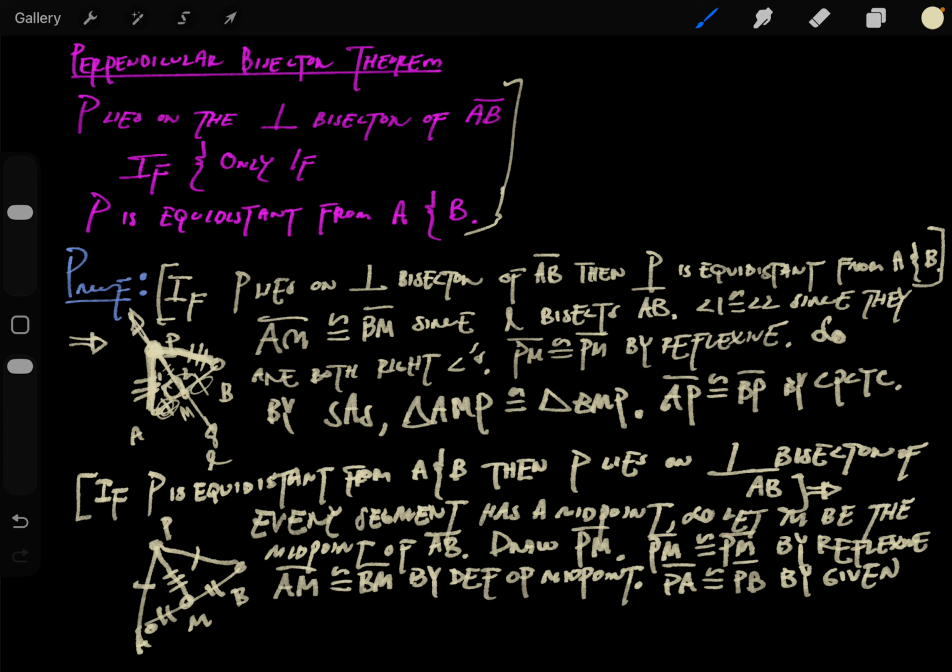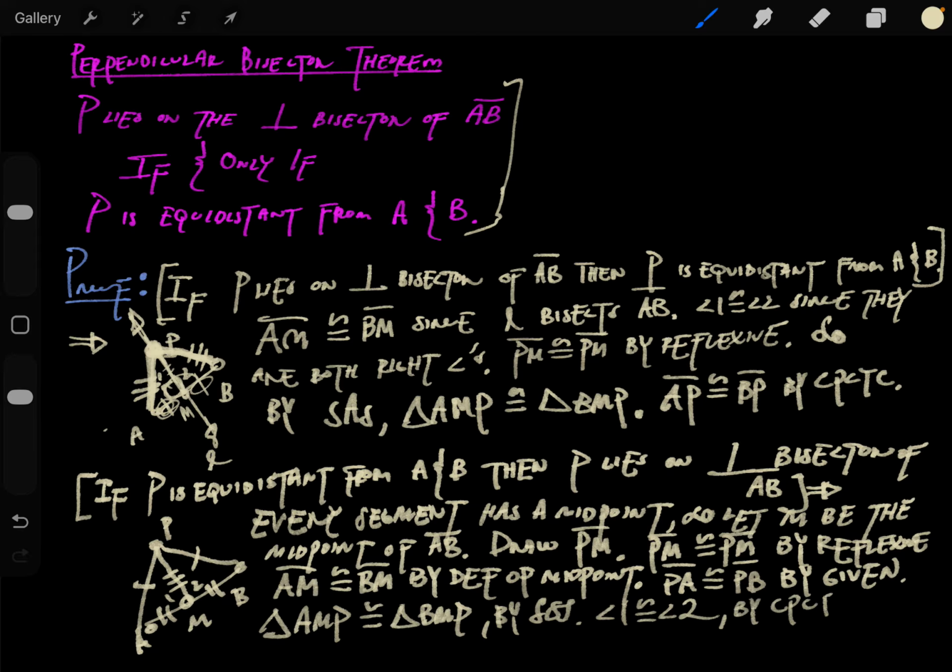Then we have that these two triangles are congruent by side, side, side. Triangle AMP is congruent to triangle BMP by side, side, side. I showed that the three sides are congruent, which means that angle 1 is congruent to angle 2 by CPCTC. These two triangles are the same, so this angle is the same as this angle.